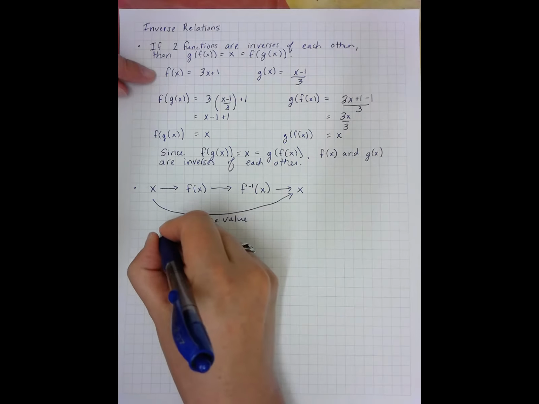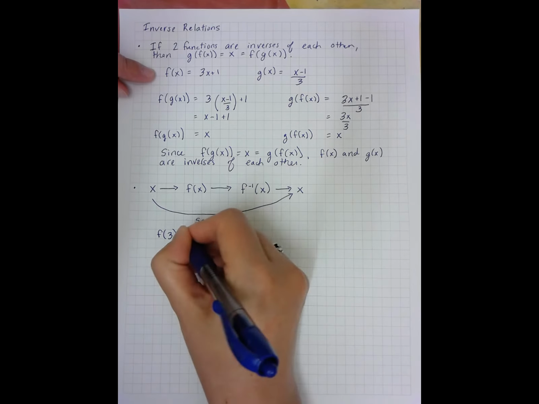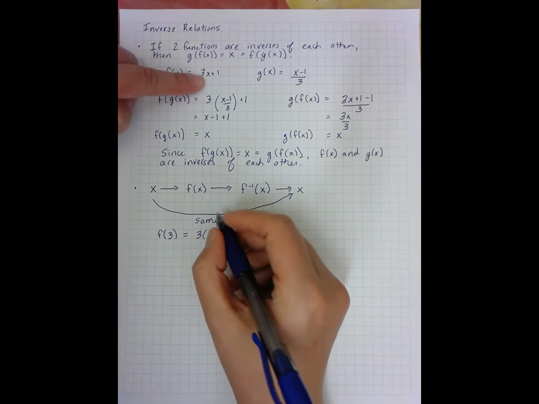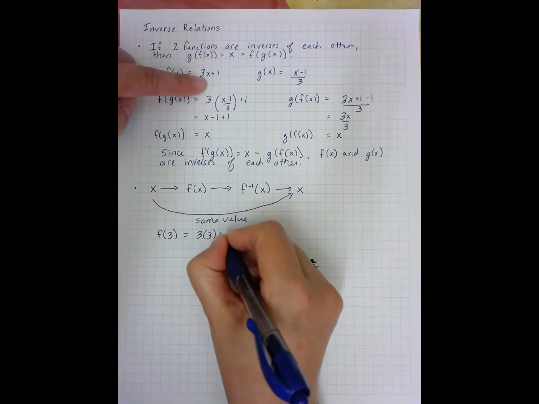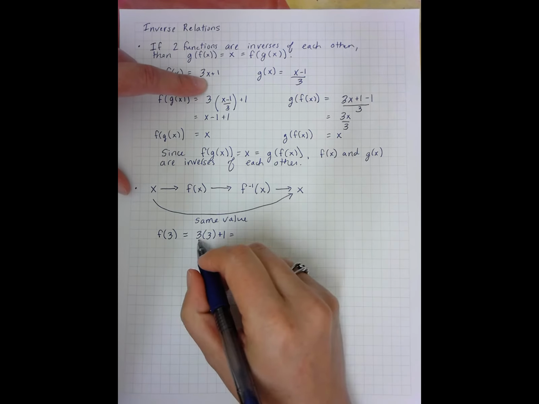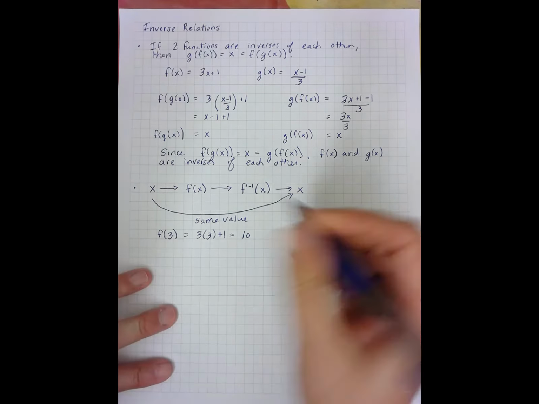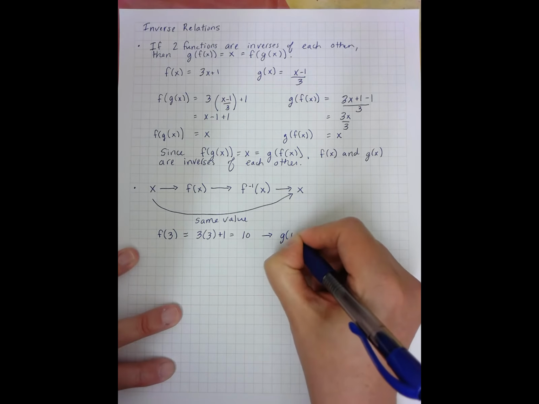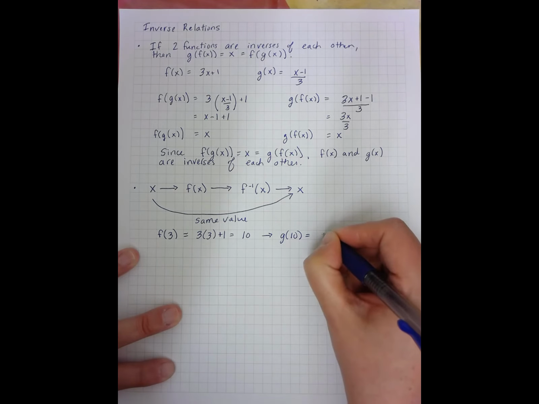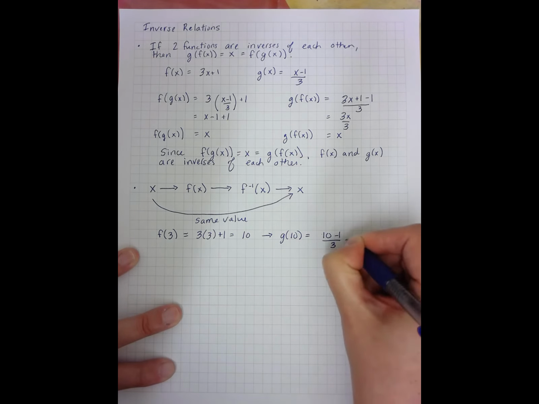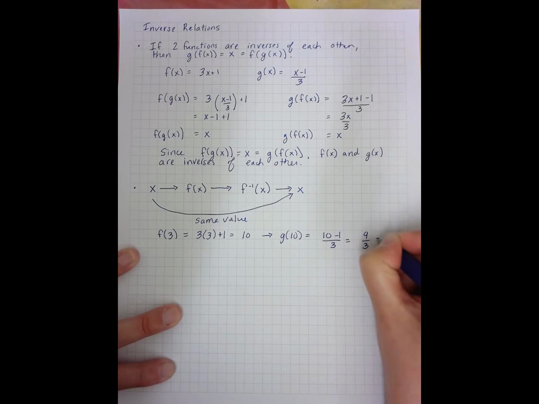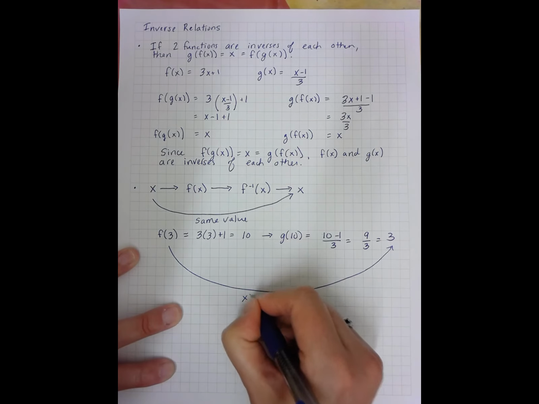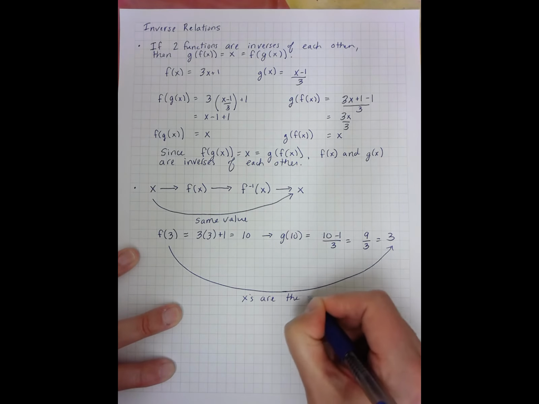So let's say I have f of 3. So I plug 3 in for x in the f of x function, so 3 times 3 plus 1, which equals 9 plus 1, 10. If I then take my 10 and plug that into my inverse function, I get 10 minus 1 over 3, which equals 9 over 3, which equals 3. And I can see here that my x's are the same.